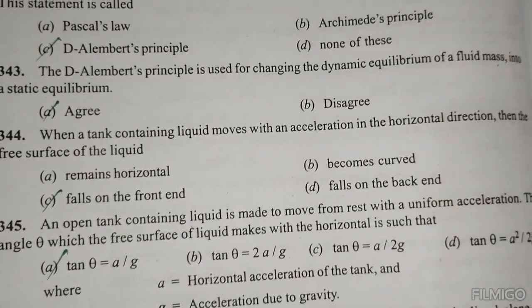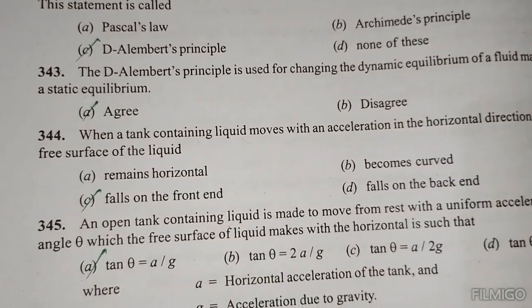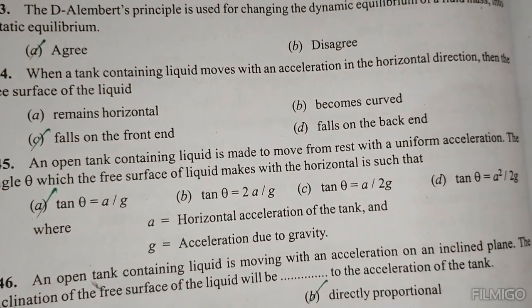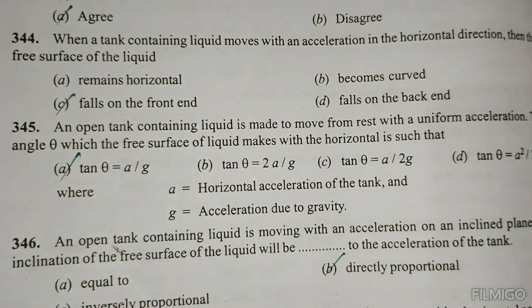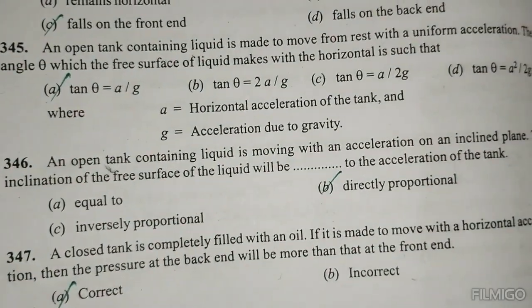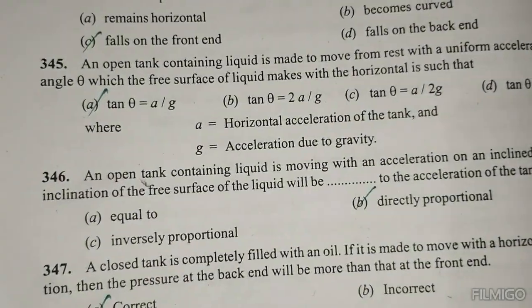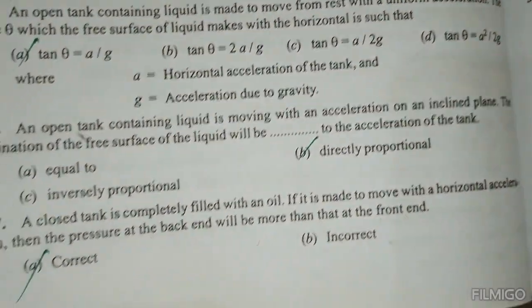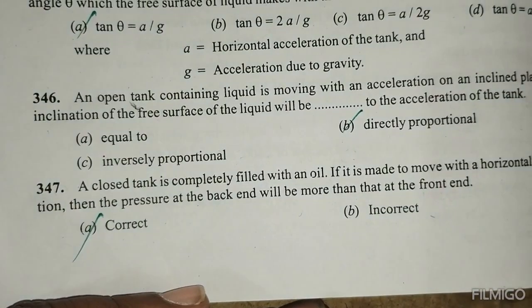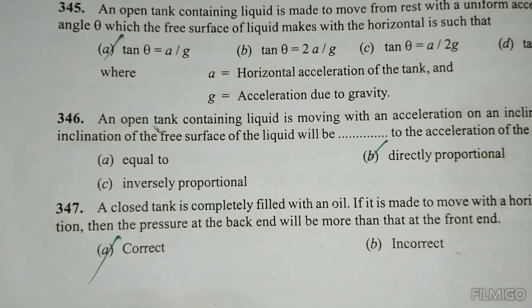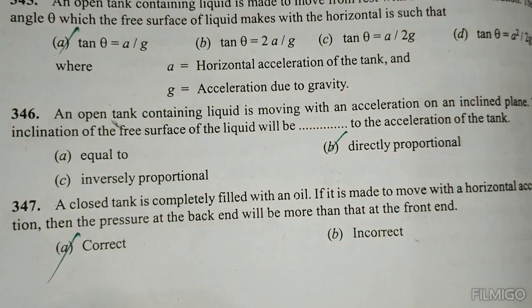When a tank containing liquid moves with an acceleration in the horizontal direction, then the free surface of the liquid falls at the front end. An open tank containing liquid moves from rest with uniform acceleration. The angle theta the free surface of the liquid makes with the horizontal is such that tan theta equals a by g. An open tank containing liquid is moving with acceleration on an inclined plane. The inclination of the free surface of the liquid will be directly proportional to the acceleration of the tank. A closed tank completely filled with oil may move with a horizontal acceleration. Then the pressure at the back end will be more than that at the front end. Correct.